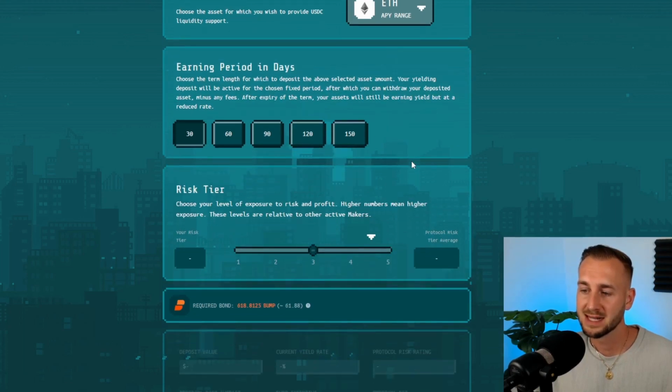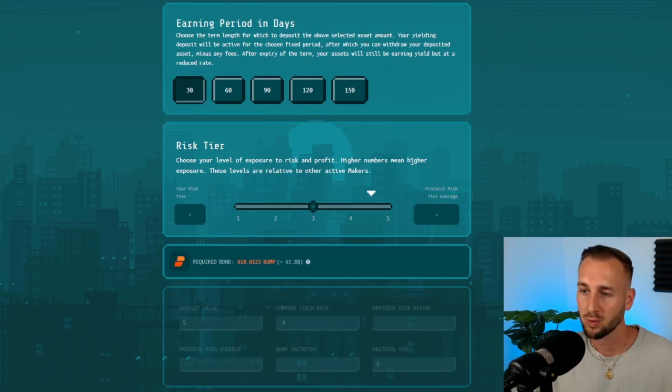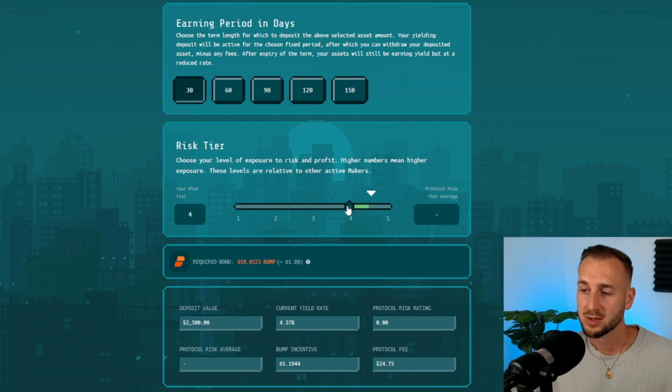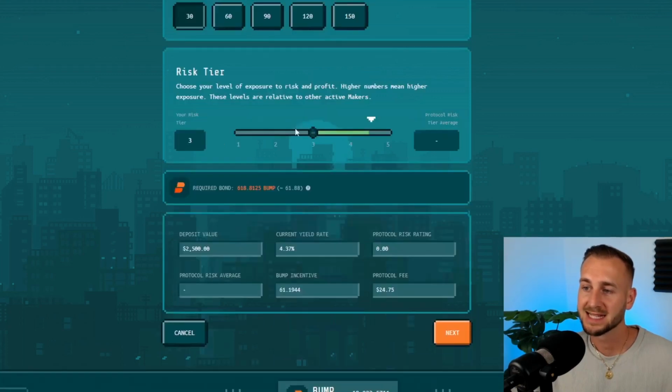And the risk tier. So higher risk means higher reward, but you do put yourself in line for possible liquidation earlier if the protocol gets into some troubles. By sliding this up to the right, you're going to get in more danger there. So maybe we'll keep it in the middle ground here at a tier level 3.